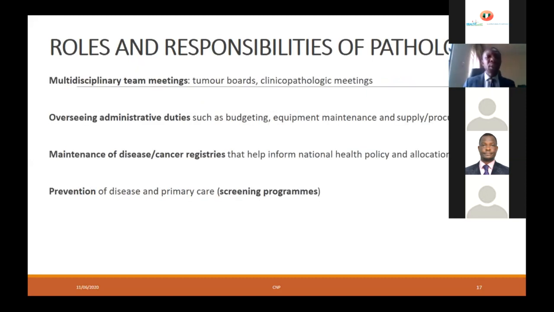Multidisciplinary team meetings, tumor boards and clinical pathologic meetings are a routine in National Hospital. For tumor boards, National Hospital is an oncology center, one of the centers of excellence for oncology. So we engage in tumor boards frequently. What do we mean by that?